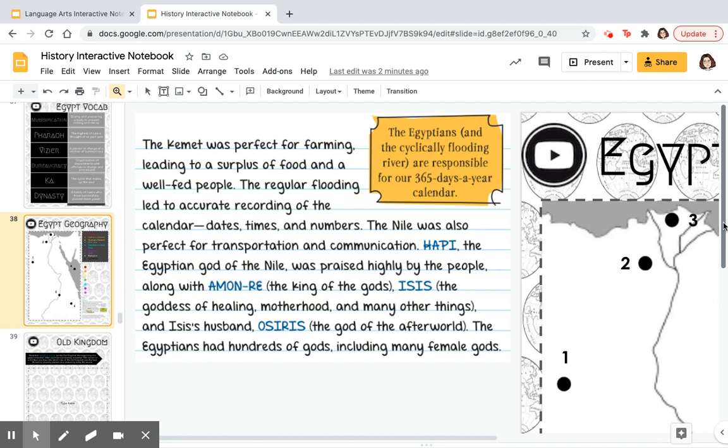So let's look a little bit deeper at this. Think about transportation and communication. What 5 theme of geography is that? I'll pause a little bit and have you guys think.